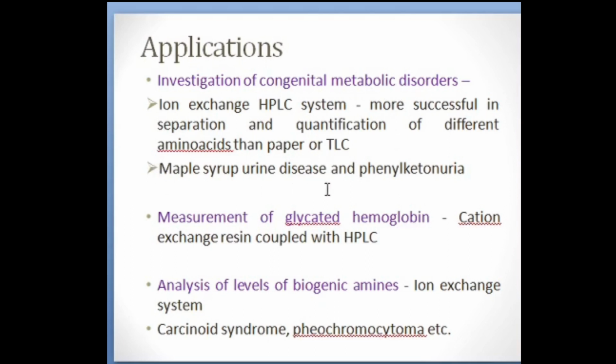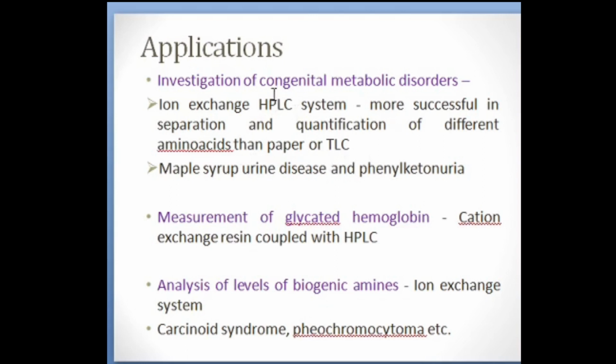Such as maple syrup urine disease and phenylketonuria. So this ion exchange HPLC is more helpful in the separation and quantification of the different amino acids than paper or thin layer chromatography. So this is much more important.